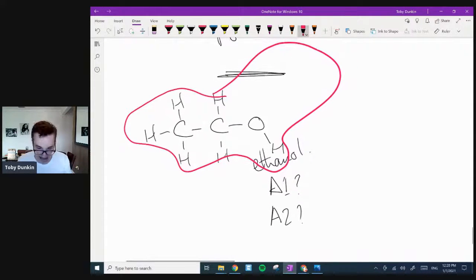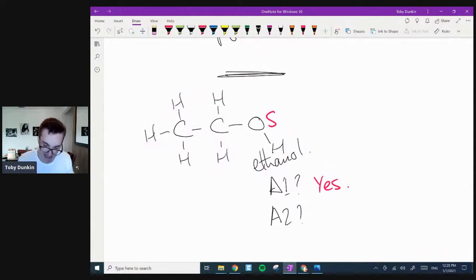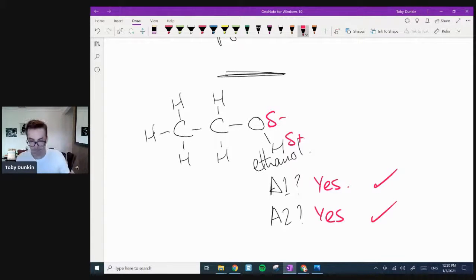And Harry, you're absolutely spot on. Yes to the polar bond. And the polar bond that matters is actually this one now. Oxygen's delta negative, H is delta positive, there you go. That's the one that now matters, and that's a yes as well. Well done, Harry, spot on.